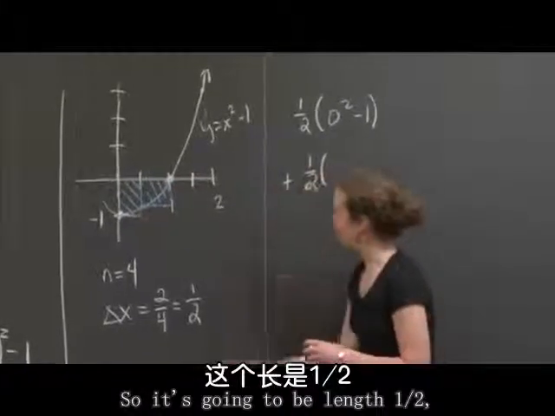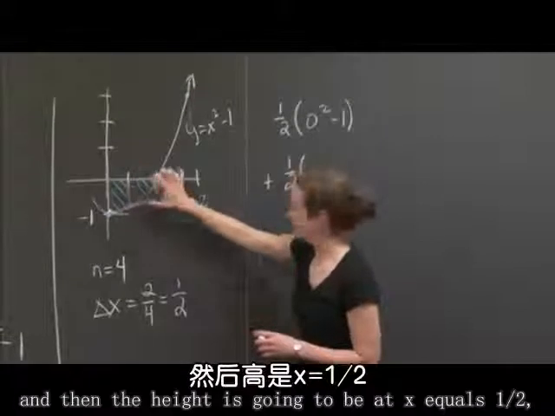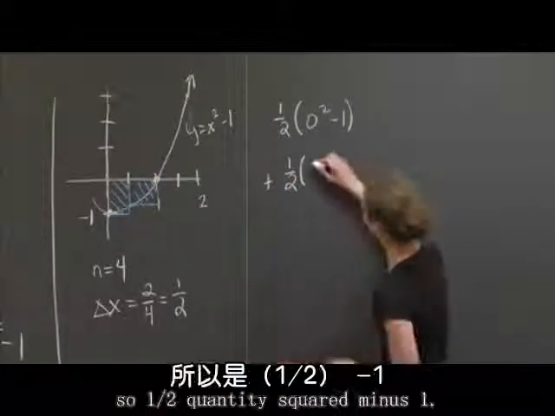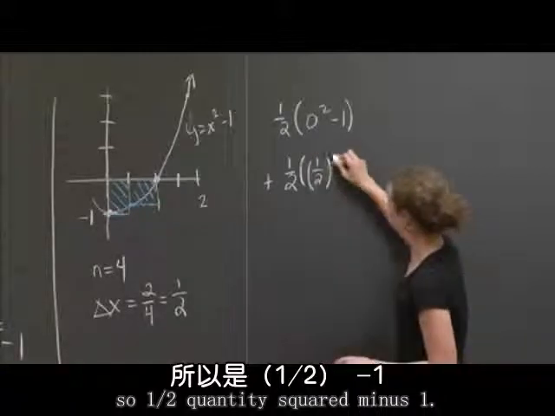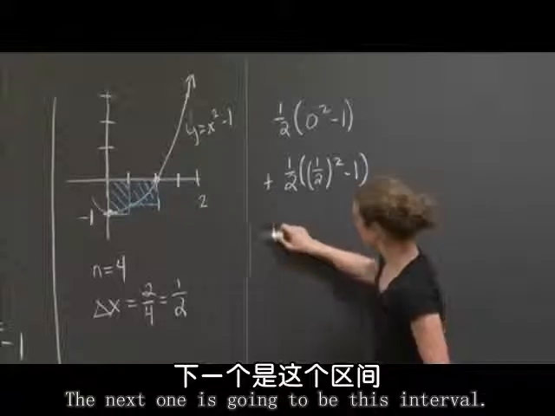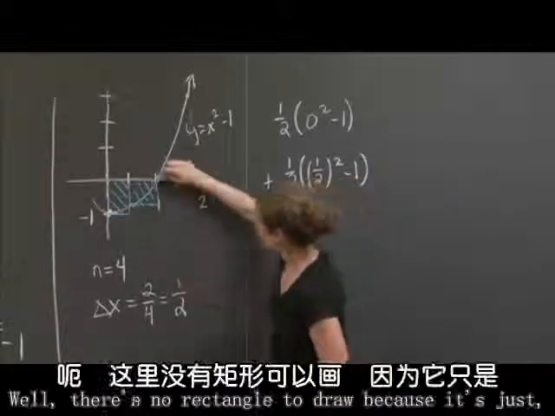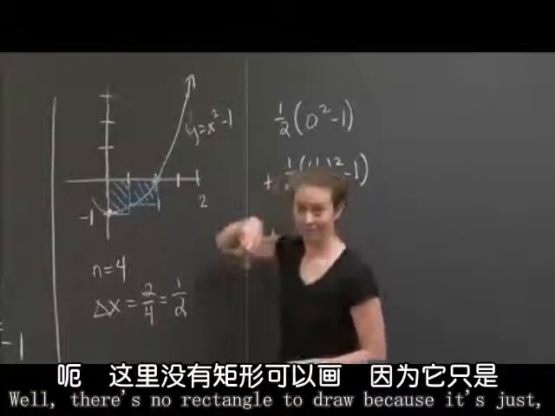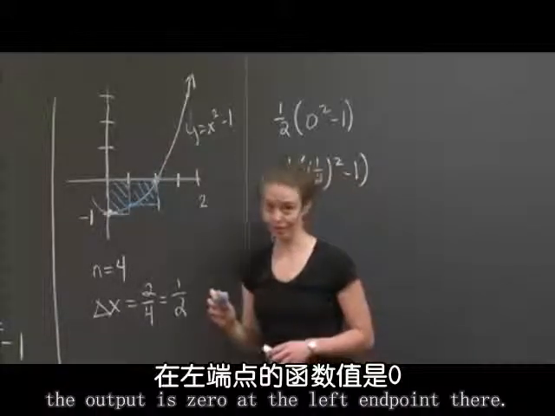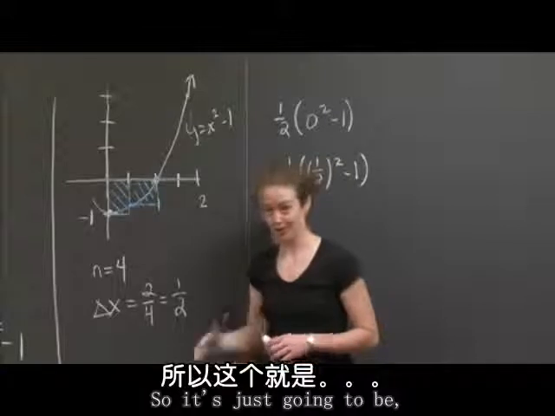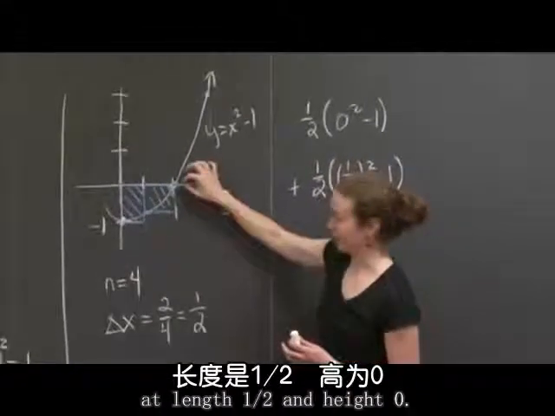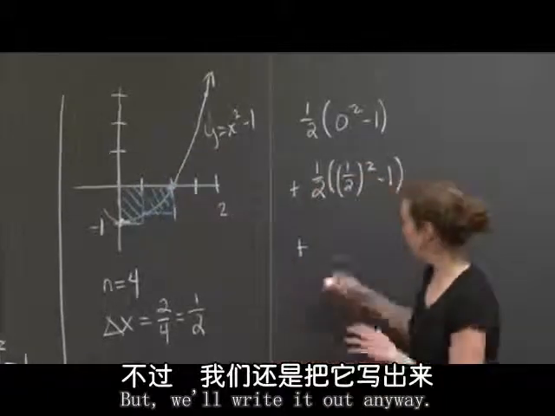So it's going to be length 1/2. And then the height is going to be at x equal 1/2. So 1/2 quantity squared minus 1. The next one is going to be this interval. Well, there's no rectangle to draw because the output is 0 at the left endpoint there. So it's going to have output equal to 0 at length 1/2 and height 0. But we'll write it out anyway.